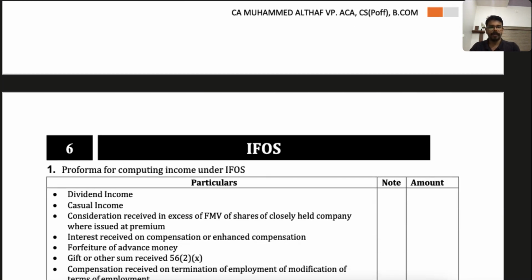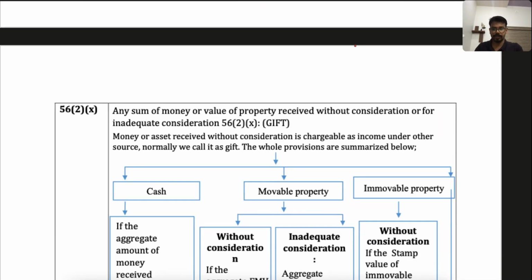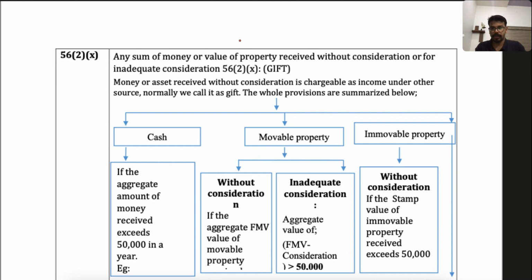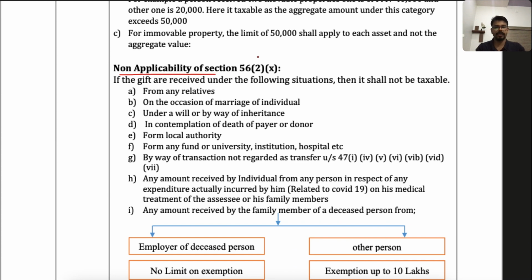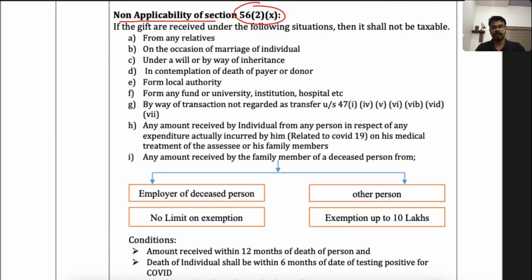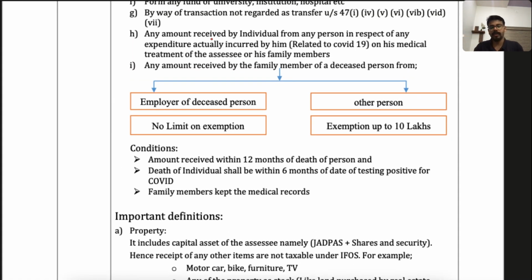Discussing the amendments, now under income from other sources we have a small amendment in section 56(2)(x), the gift case, right? In the non-applicability of section 56(2)(x), which we might have studied, like gifts from relatives, it is not taxable. Now they have inserted a new entry to that non-applicability: any amount received by a family member of a deceased person from the employer of the deceased person is not taxable, fully exempted without any limit.